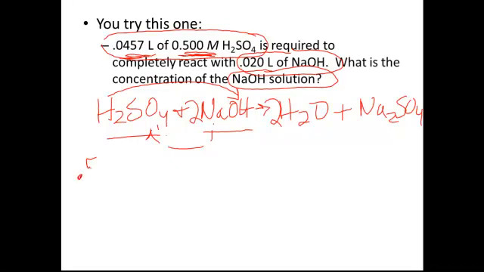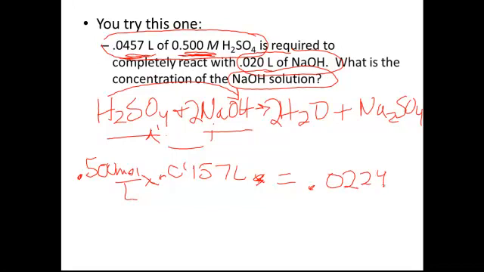So we're going to take our 0.500 moles per liter, and we're going to multiply by the volume, 0.0457 liters, and we're going to get an answer. So 0.500 times 0.0457 is equal to 0.0229 moles of H2SO4.